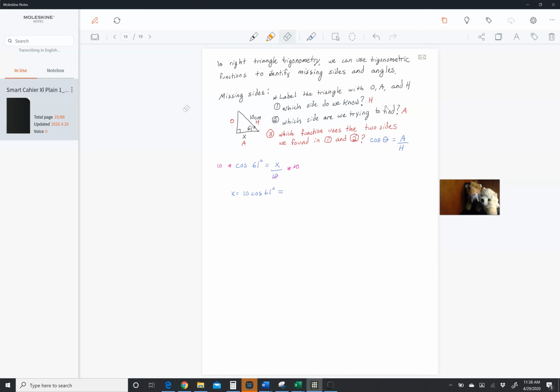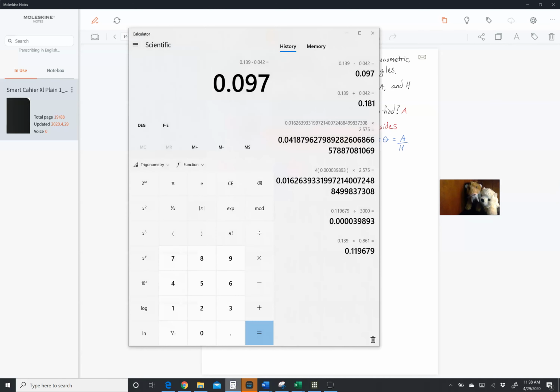Okay, how do we figure out what 10 times the cosine of 61 is? On your calculator. You need a calculator. So I'm going to do it with the computer calculator, but you could just do it with your regular calculators. You need a scientific calculator. There are trigonometric functions on your scientific calculators. Here I have to actually go and choose it.